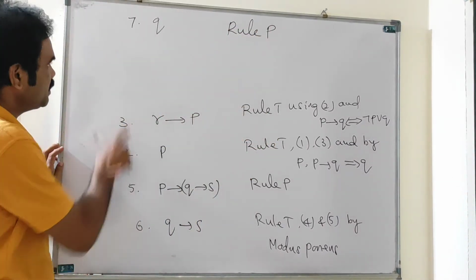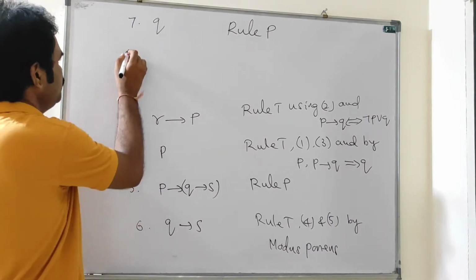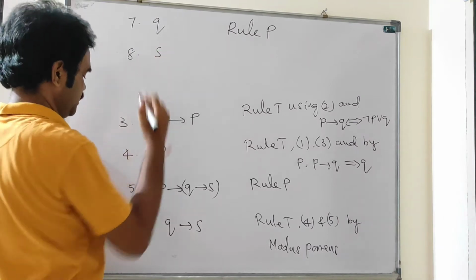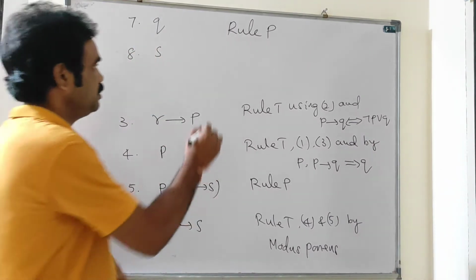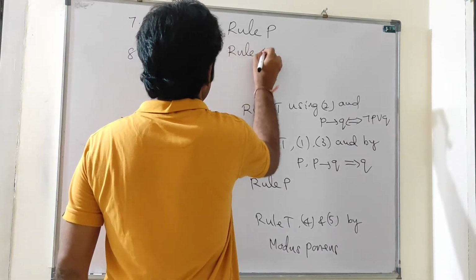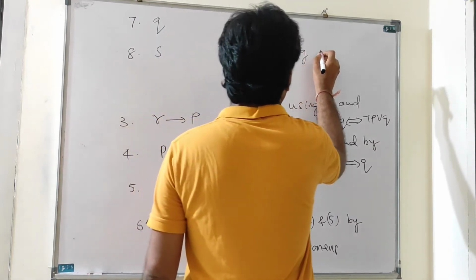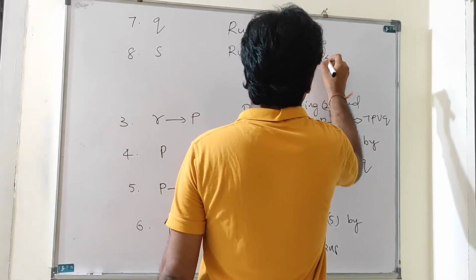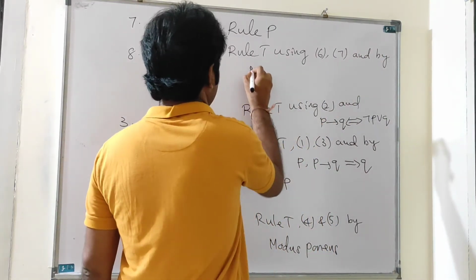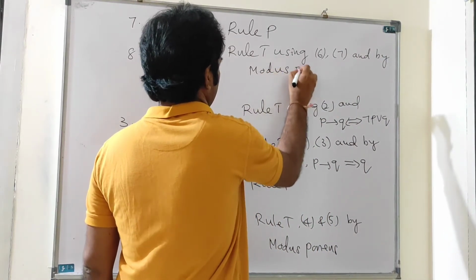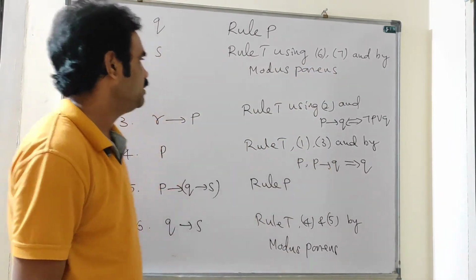Okay, see the sixth and seventh steps. Q implies S, Q. Again by modus ponens, we get S. Q implies S and Q imply S. Rule T, using 6 and 7 and by modus ponens. This is the modus ponens rule: P, P implies Q, imply Q.